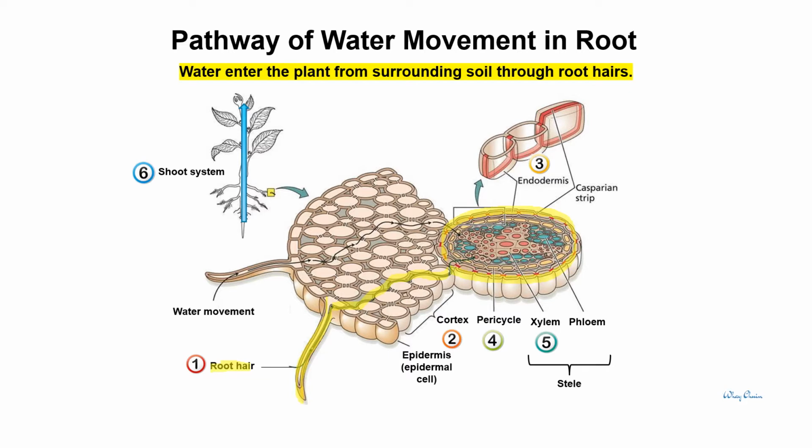Endodermis is characterized by the Casparian strip, and after the endodermis, there's another ring of cells, the pericycle, and the water will be transported into the stele, which is the vascular cylinder that consists of the transport tissue of plants. Water will be transported into the xylem tissue, which is a water transporting tissue that can transport the water from the root part up to the shoot part.